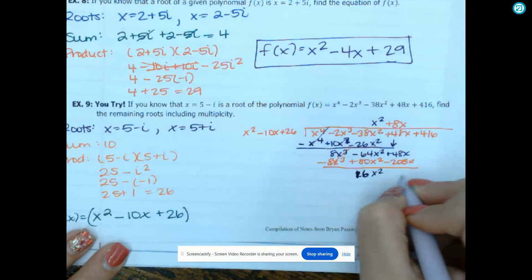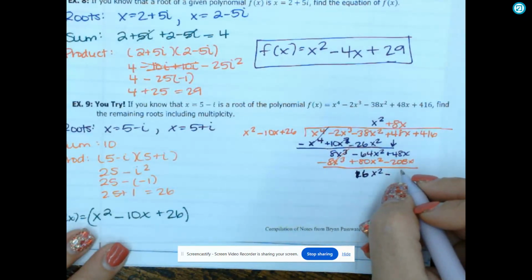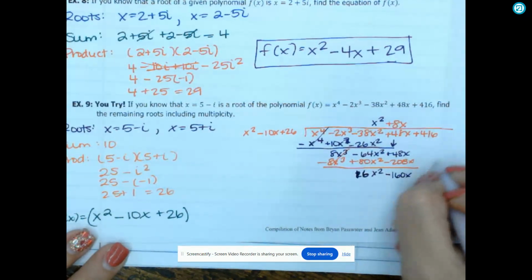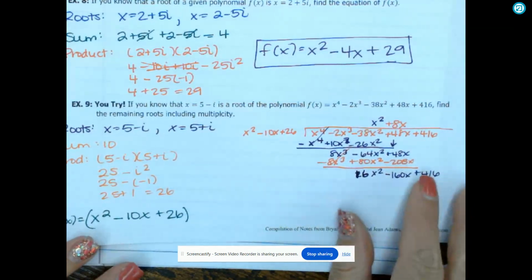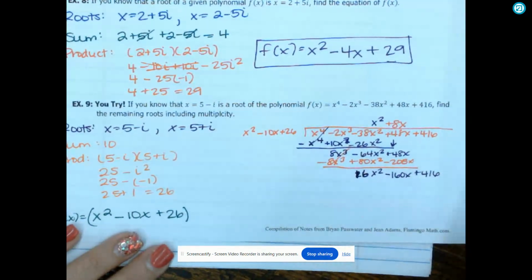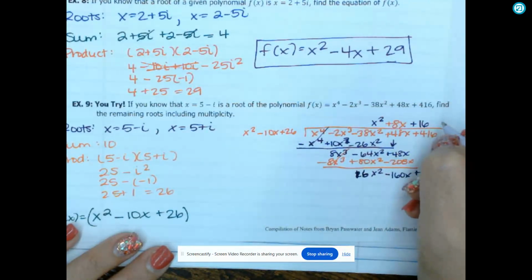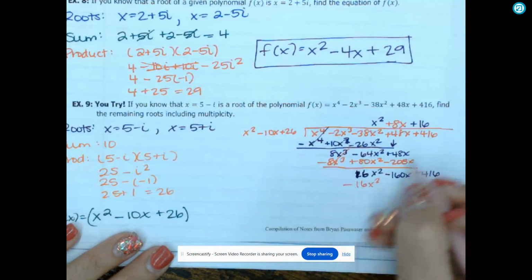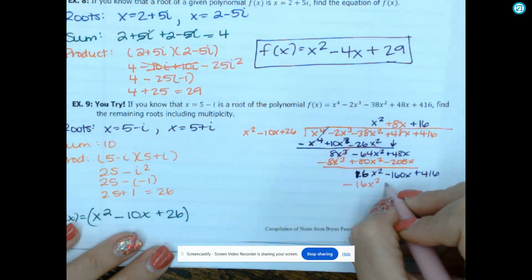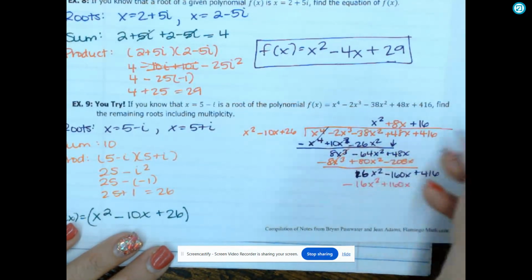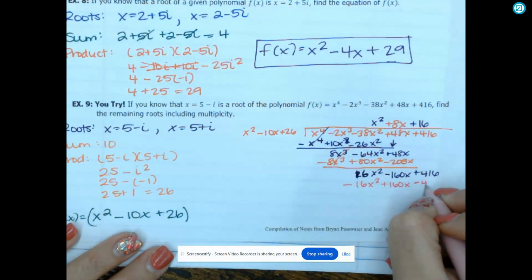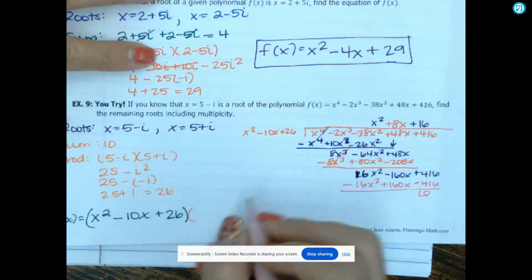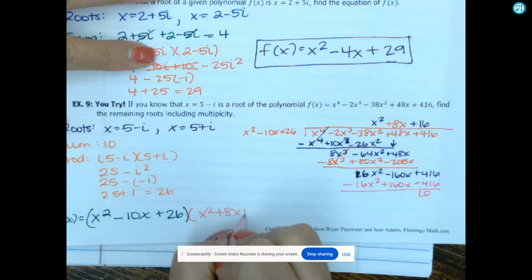All right, so 16x squared minus 160x plus 416. And then x squared into 16x squared is going to give me plus 16. So that'll give me 16x squared minus 16 times 10 is minus 160, but change the sign, so it'll be plus 160. And 16 times 26 is going to give me 416, so minus 416. And we're going to end up with a remainder of 0, making my other polynomial x squared plus 8x plus 16.